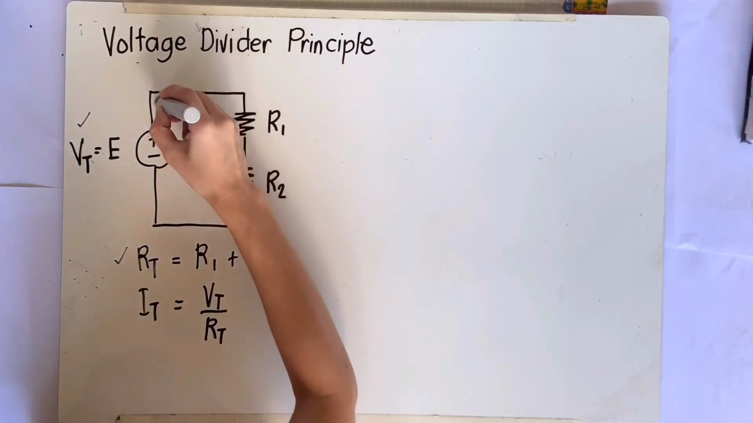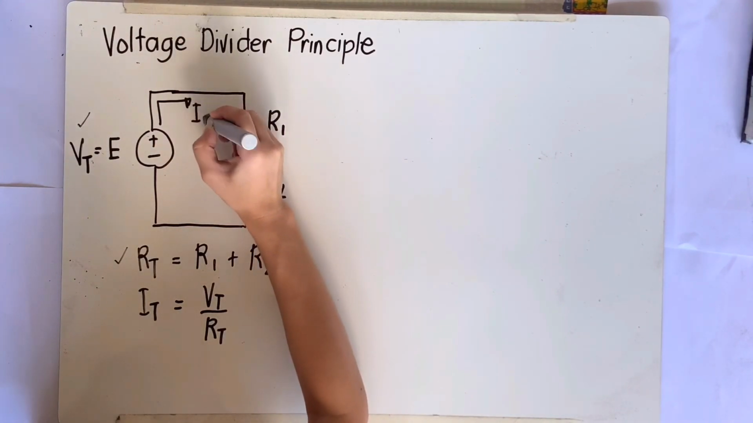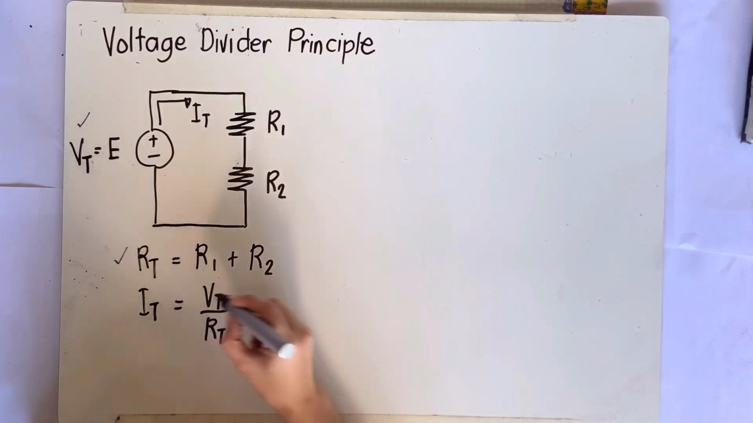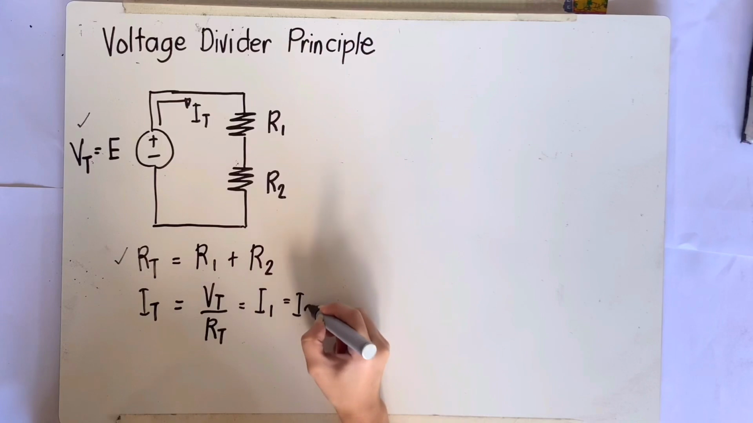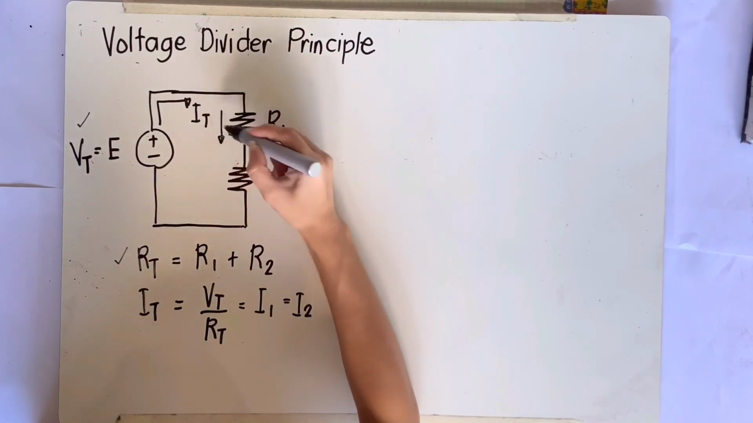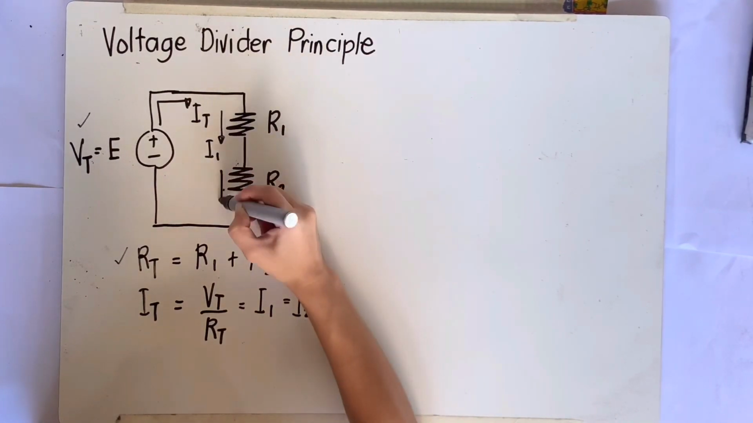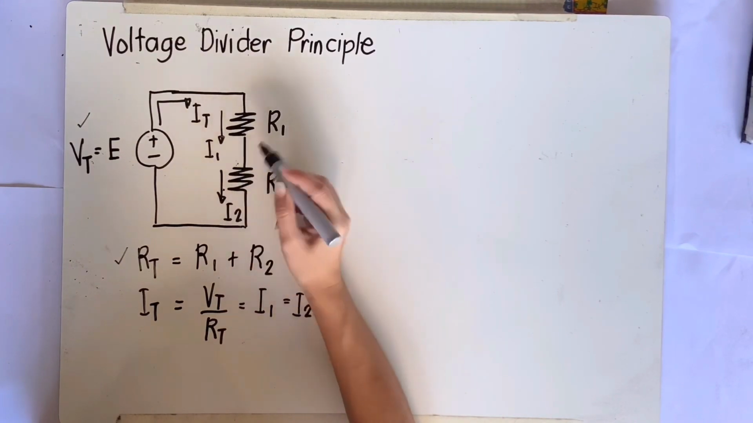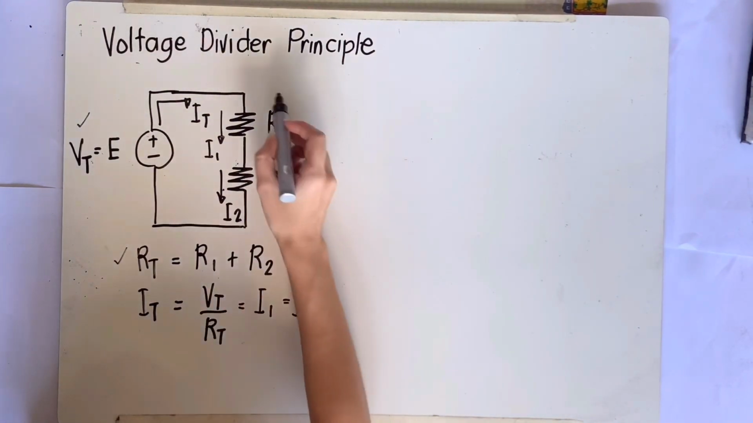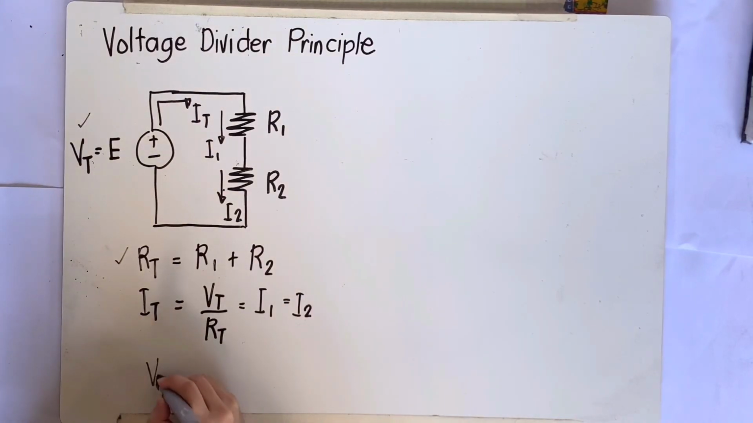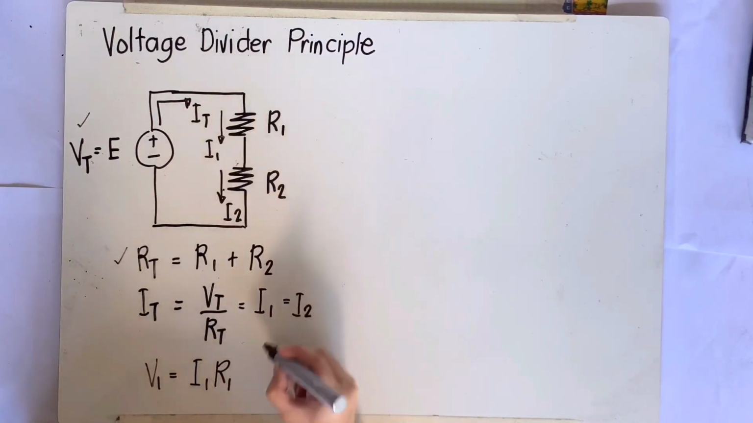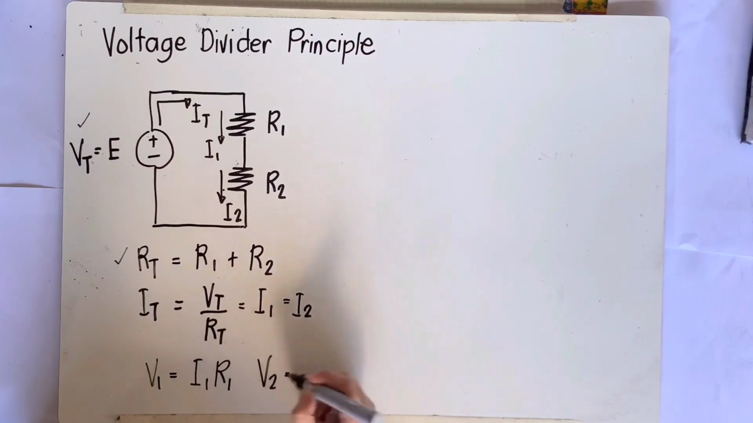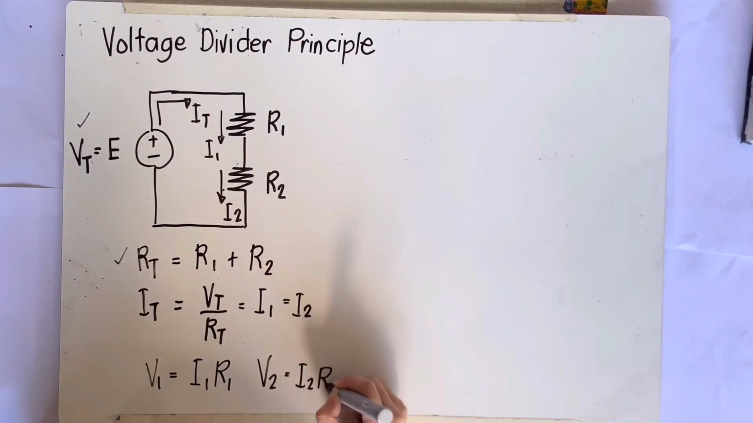Pag nakuha mo si IT, meron ng current na magpa-flow dun sa circuit natin, and we know that this current is the same current that flows through R1 and R2, which is I1 and I2. So let's say here, we have I1, and on the other resistor, we have I sub 2. Having quantities on these parameters, pwede natin kunin yung voltage drop kay R1, which is V1, and by Ohm's law, that's I1 R1. And the same goes for resistor 2's voltage drop, which is V2, that's IR ulit, kaya I2 R2.